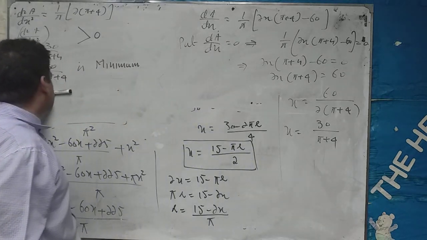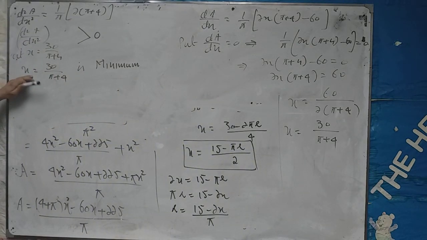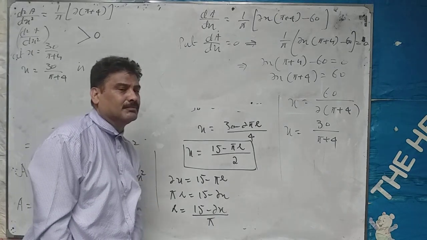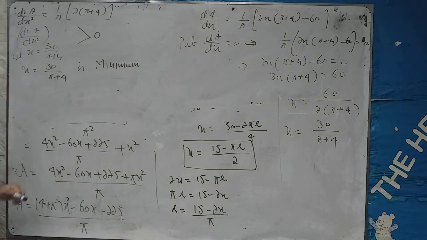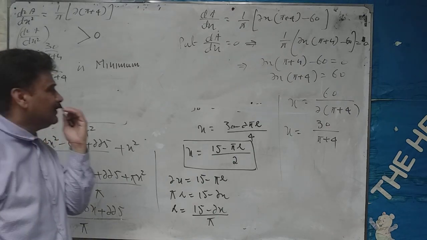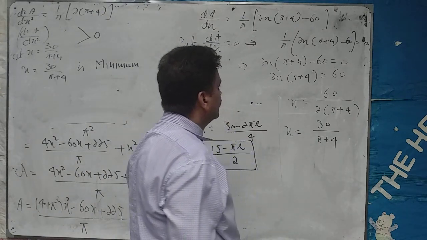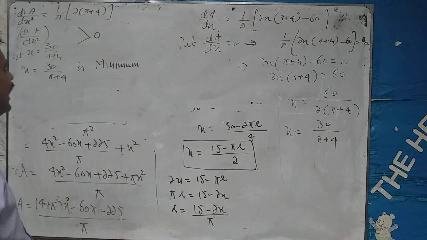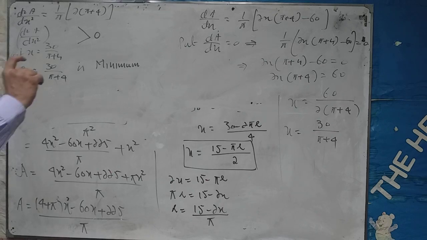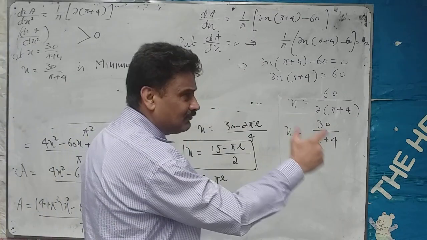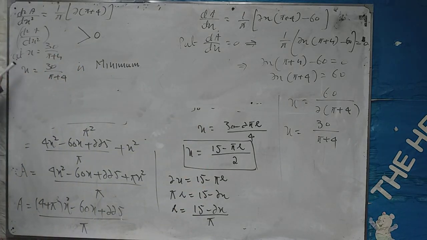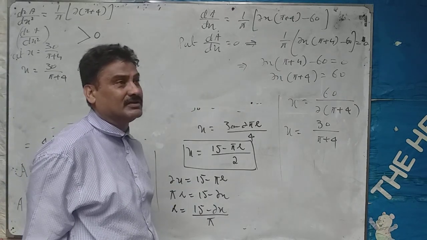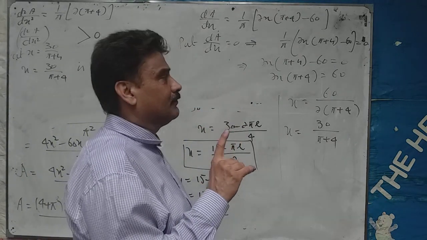From this, it is clear that when x takes this value, it will give the minimum value of area. It shows that the combined area of circle and square will be minimum. After this, we have to find the length of the first part of wire and the length of the second part of wire, which minimize the area of both.